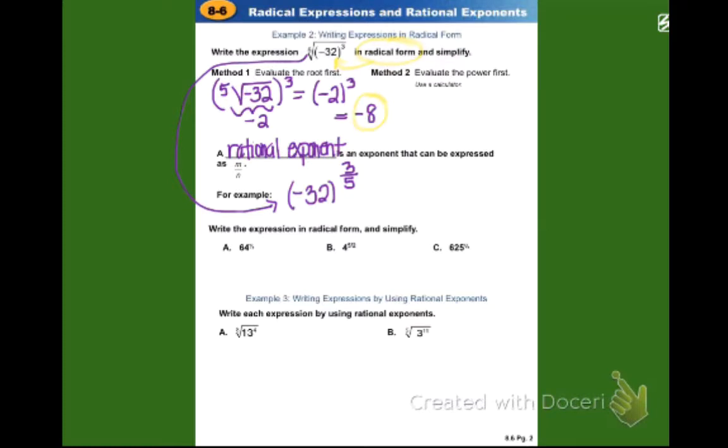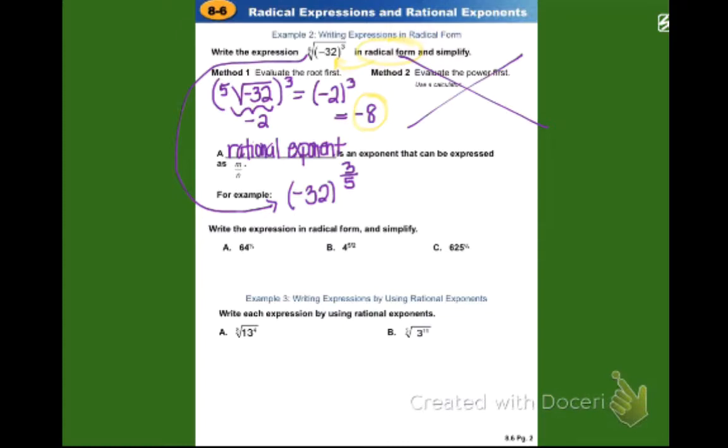Now if I try the other method, that means I'm going to evaluate the power first. I'd have to raise negative 32 to the third power, and then take the fifth root. I'm not going to do it that way because that is really cumbersome. It makes a very large value, because negative 32 to the third power is going to be pretty significant. So it's much easier to evaluate the root first. I'm always going to advocate for method 1: evaluate the root first, and then raise whatever you get to the power.